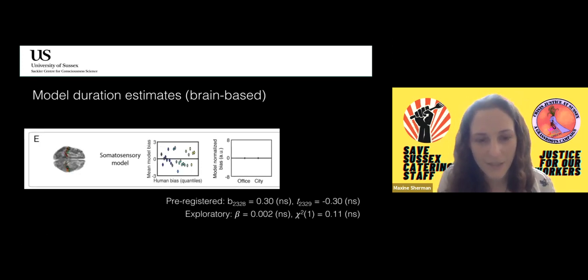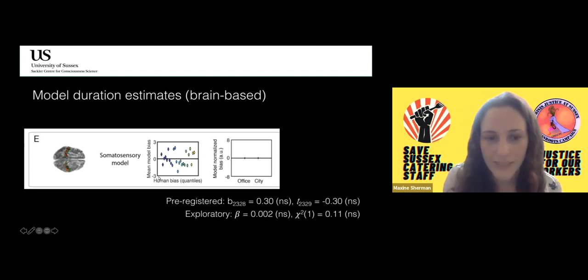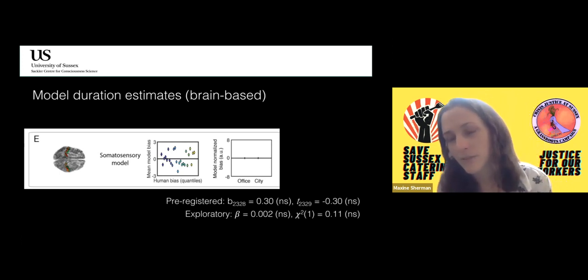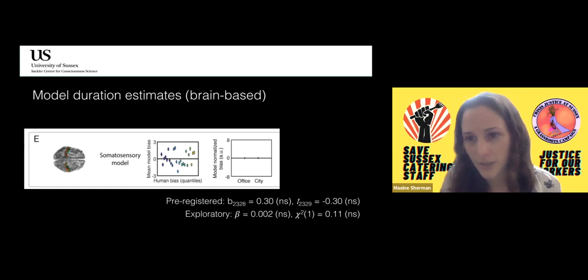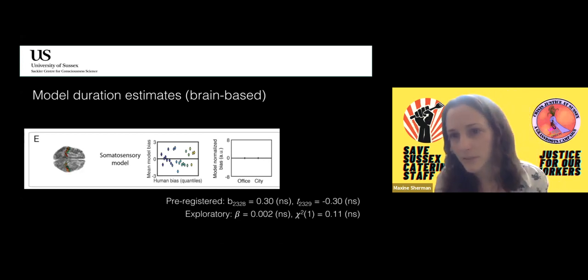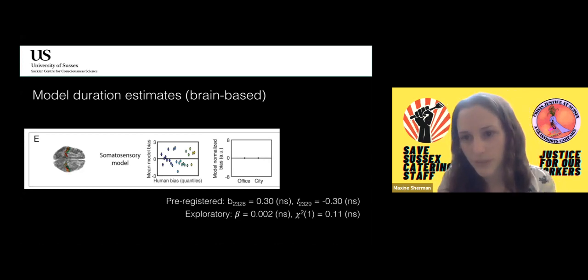Same for somatosensory cortex, couldn't do it. There was no effective office versus city, no correlation with human reports. So this is specific to visual cortex. I forgot to mention these were silent videos. So the only modality relevant for processing these videos is vision. And the idea is that that's why we only see it in visual cortex. If they were auditory stimuli, we would expect to only see it in auditory cortex.